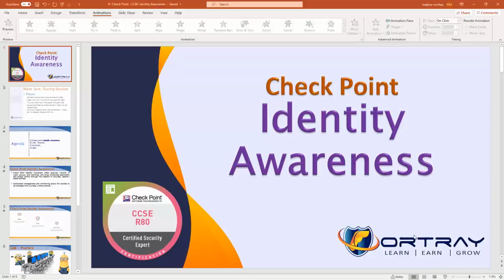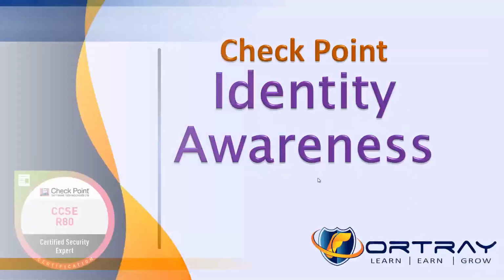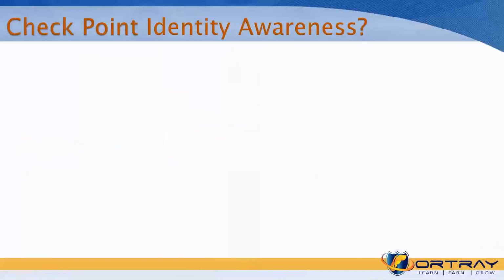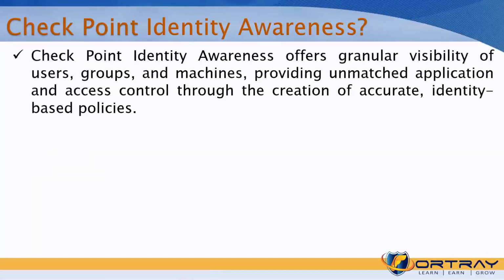Checkpoint Identity Awareness. Let's see what Identity Awareness is. Basically, in Checkpoint, Identity Awareness offers granular visibility of user, group, and machine. Normally we apply policy based on source, destination, and services. But let's say the user moves from one office to another office, and his network also changes. What about that? It also provides more control.